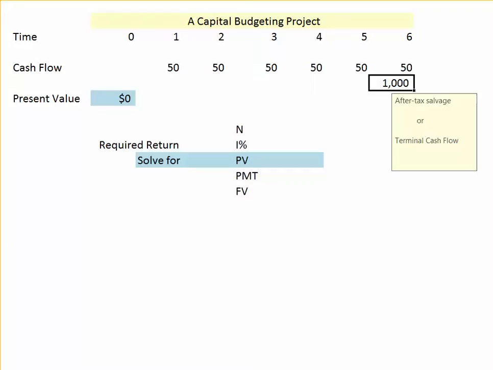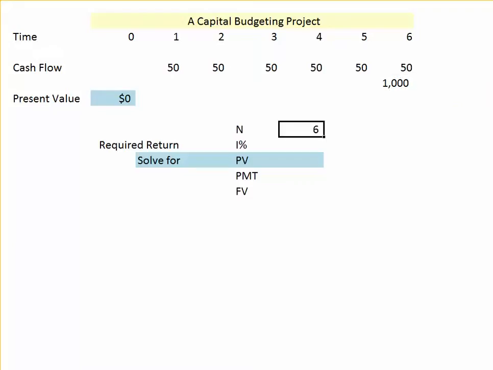Let's go ahead now and calculate the present value of this particular project. We've got a 6-year project life. Our annual operating cash flow or payment is $50. Our project had a $1,000 after-tax salvage or terminal cash flow. And if we required a 7% return on our investment, we would say the project has a present value of $905.